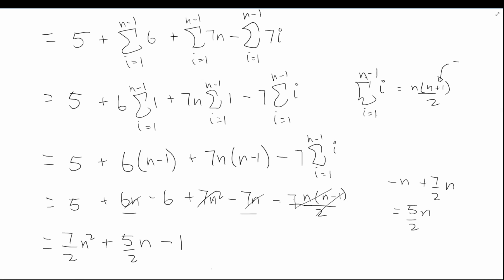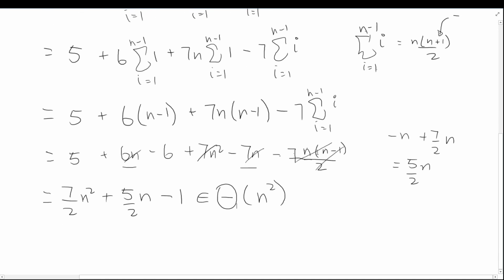So I feel like most of our instincts, if they're kicking in now, already know that this is going to be a big O of n squared, or more precisely, big theta of n squared function. But we can actually do that with a very quick limit test.